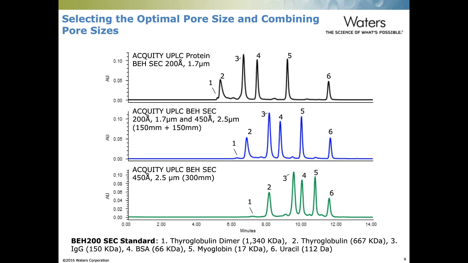If we look at the middle chromatogram, which is basically the same total length as the upper and lower chromatograms, but a mixture of the two pore sizes, we see that we get an adequate separation between peaks 1 and 2, which is about 1.3 kilodalton thyroglobulin dimer versus a 700 kilodalton thyroglobulin molecule, and peaks 3 and 4, which are IgG and BSA. So if we have a wide range of molecular weights to separate, we can combine columns of different porosity or pore size.